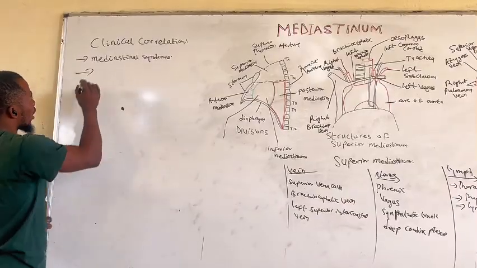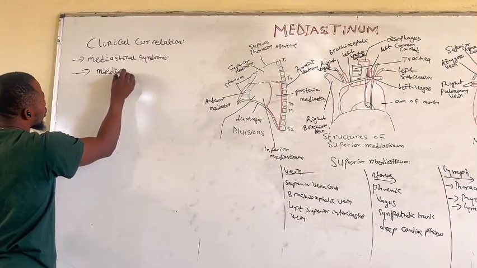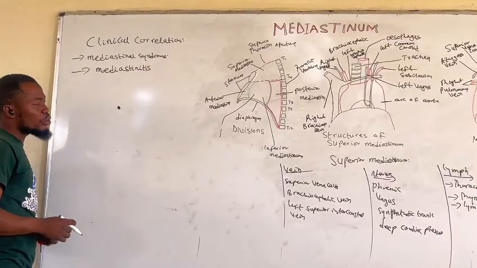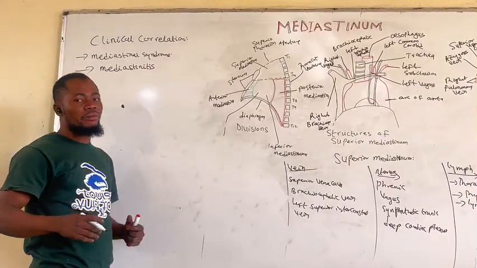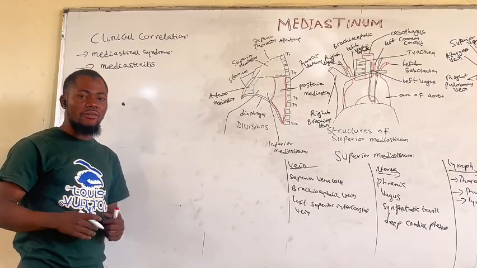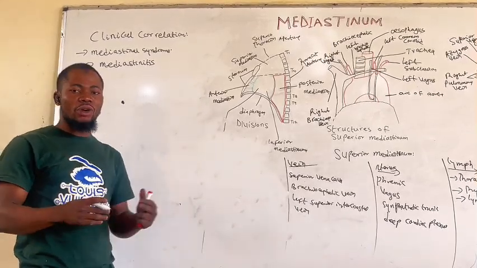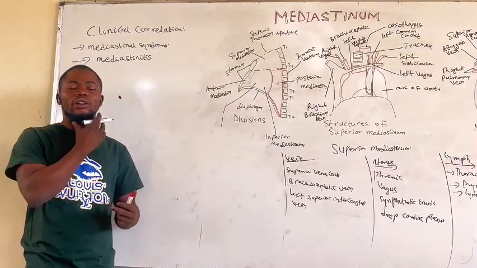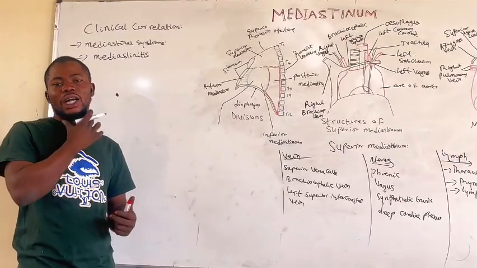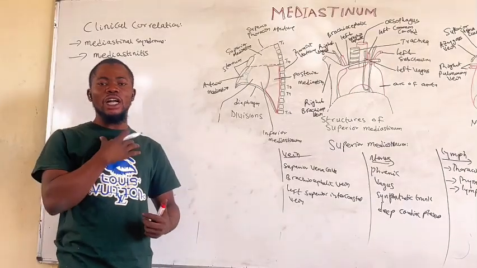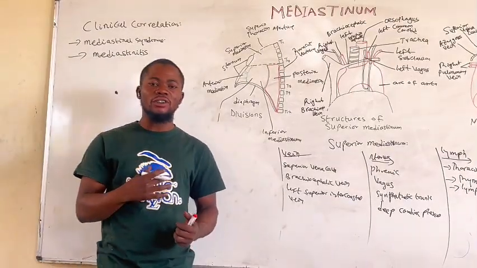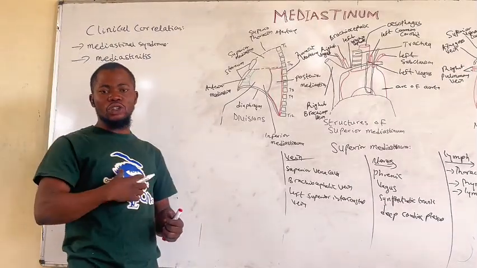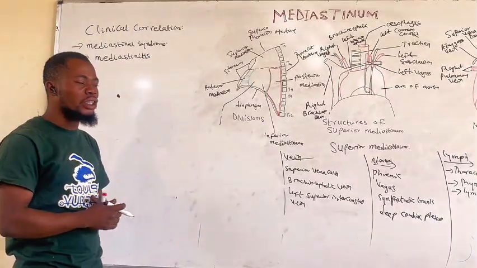Another one is mediastinitis. Mediastinitis, from the word itis, simply means inflammation of the loose areolar tissue of the mediastinum, and it is caused by infections of the neck, which spread into the mediastinum, either through the pretracheal space or the retropharyngeal space. So infections of the neck usually go into the mediastinum and cause inflammation of the mediastinum.